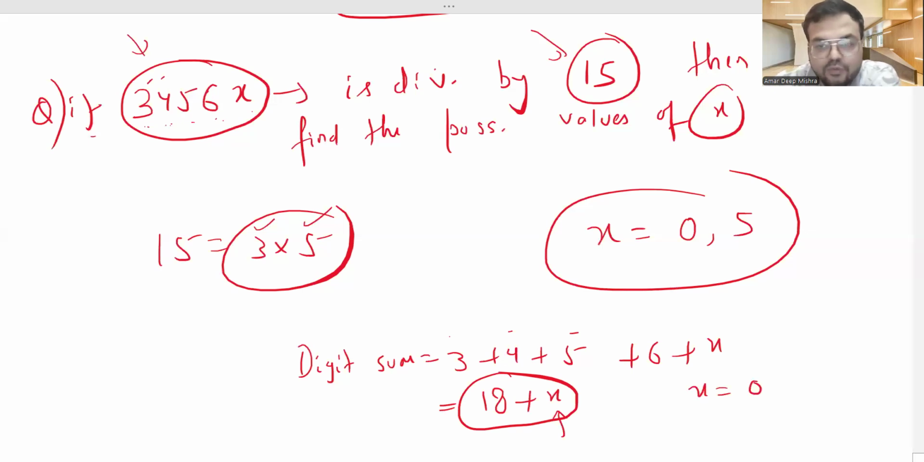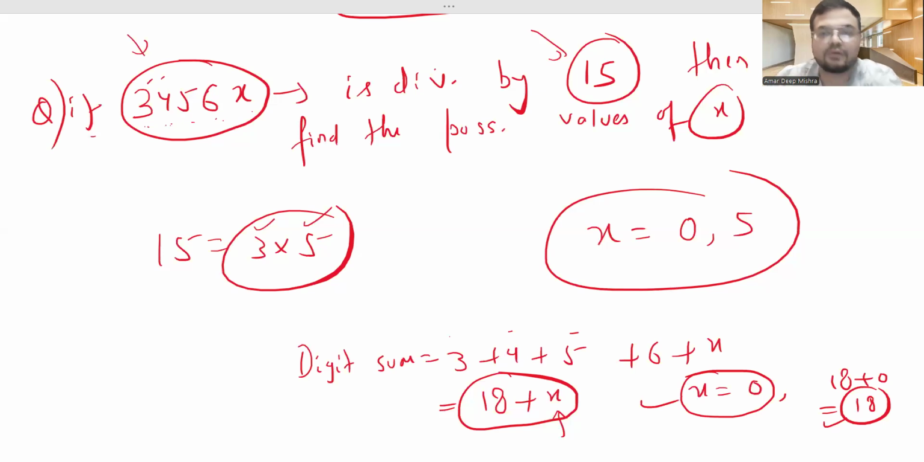Because if I take x equals 0, the digit sum will be 18 plus 0, that is 18. Now 18 is divisible by 3. So x equals 0 is a possible value, an accepted value. Now, if you move forward, the next value of x would be 0 plus 3, that would be 3. The digit sum in that case would be 18 plus 3, that is 21. So x value 3 is also possible.